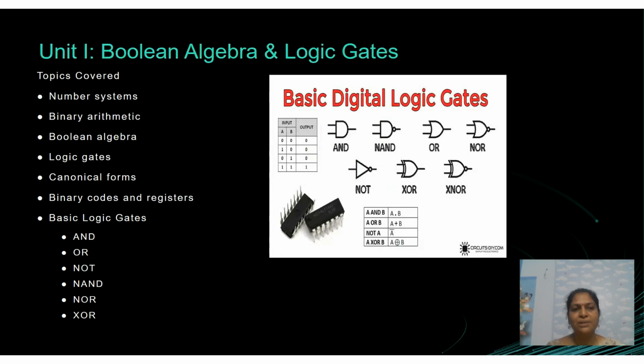So coming to the syllabus, unit 1 deals with Boolean algebra and logic gates. In this unit, topics covered are number systems, binary arithmetic, Boolean algebra, logic gates, canonical forms, binary codes and registers, basic logic gates. We are having different logic gates: AND gate, OR gate, NOT gate, NAND gate, NOR gate, XOR and XNOR gates. So these are the basic digital logic gates. To design any logic circuits, we are using these gates.